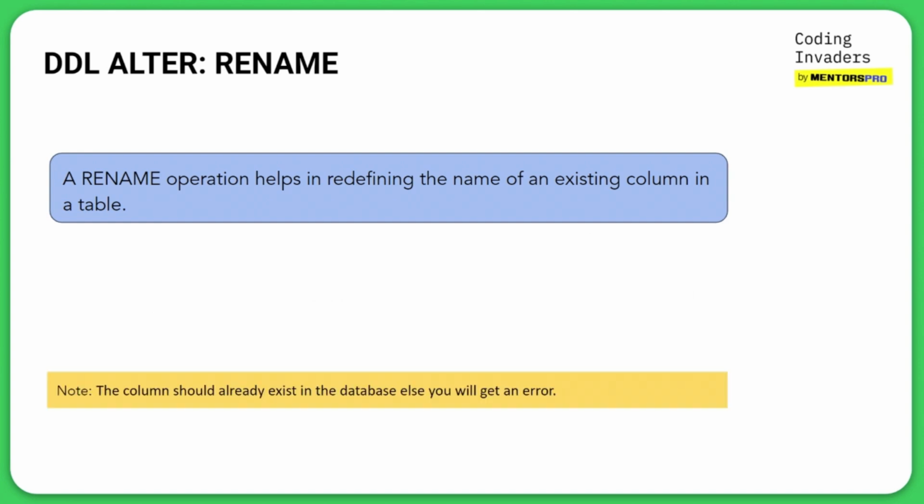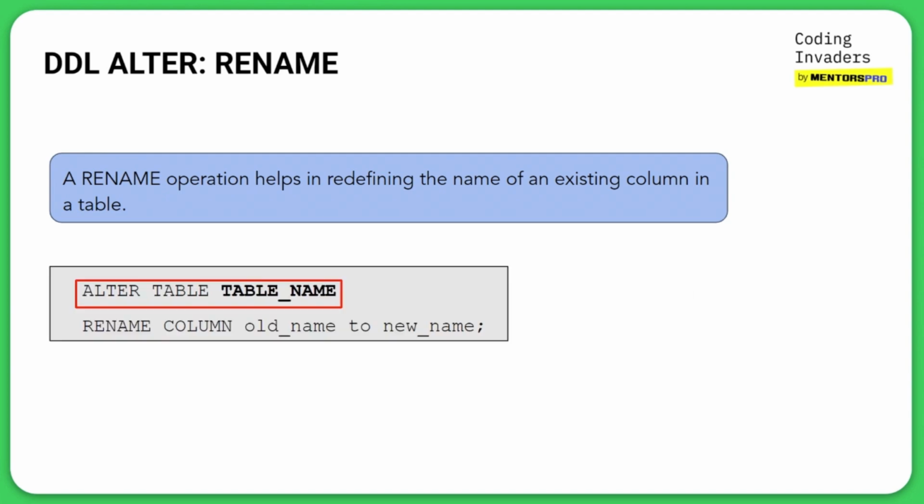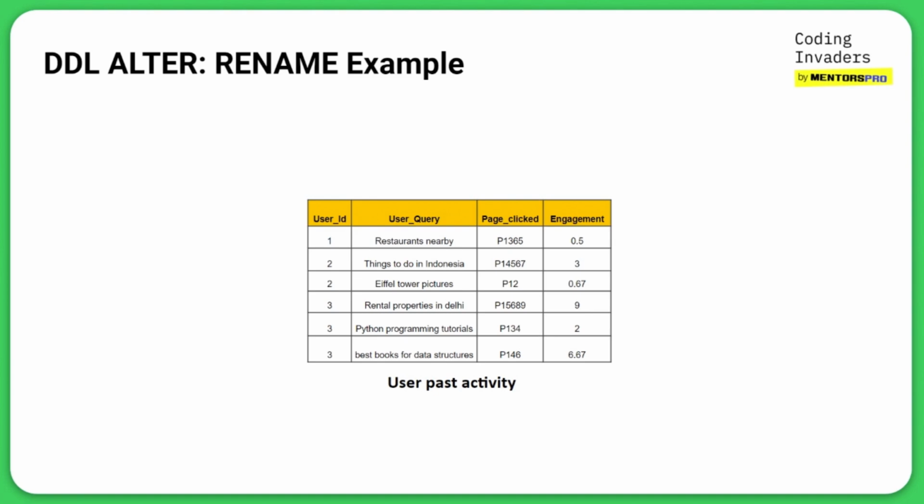Keep in mind that the column should already exist in the database, else you will get an error. Now we will see the syntax for rename. Here, the command starts with alter table and table name, and then the keyword rename column, and then the existing name of the column to the new name that we want to give. Now let us look at one example. Again, let's take the user past activity table. We want to change the name of this column to last page clicked.